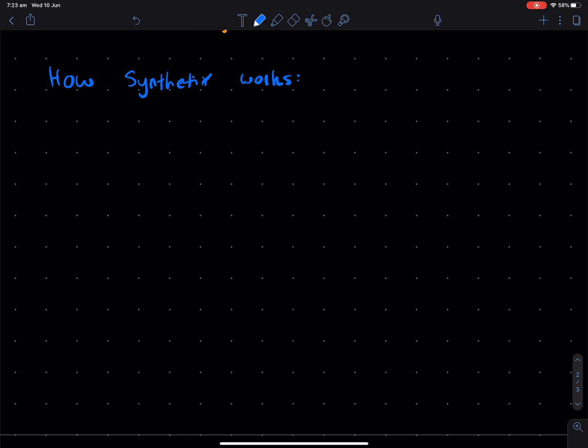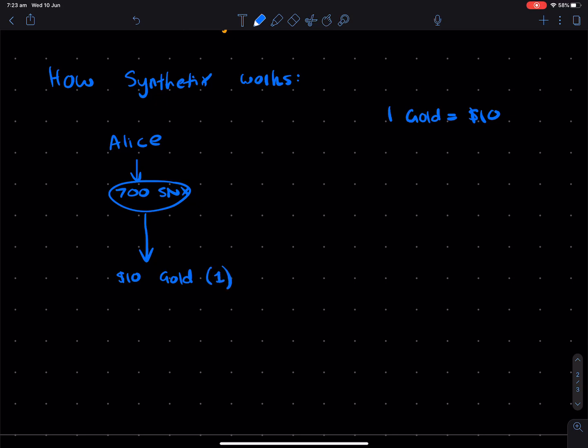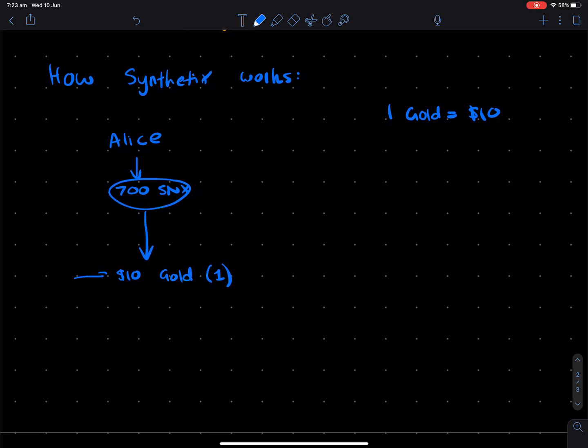So first thing is that let's suppose that we have Alice, and she has 700 SNX tokens. You can get these 700 SNX tokens and essentially generate $10 worth of, let's suppose, gold. And in this case, one gold is equal to $10. So therefore, $10 of gold gives you one gold itself. Now, in Synthetix, what this kind of means is that this $10 is now contributed to what we call the global debt pool. So when we say global debt pool, it's that how much of a Synthetix have we actually created. So in this case, it's $10.